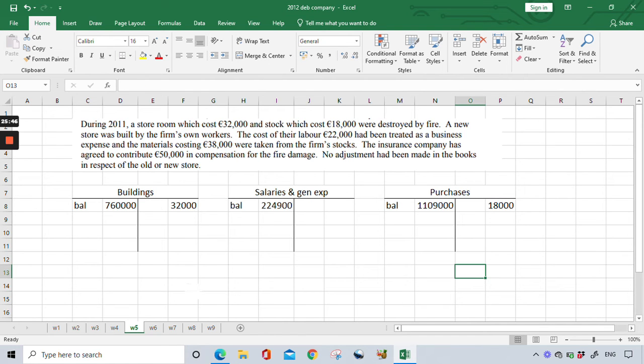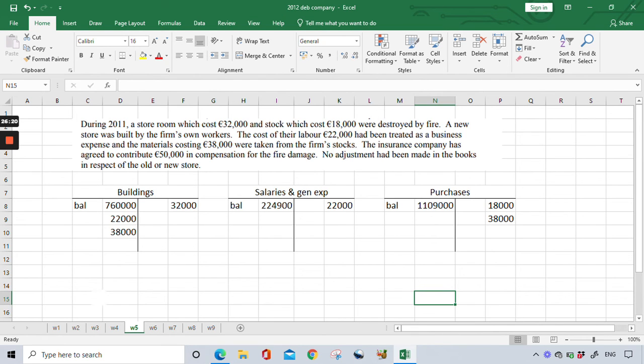Okay? Then, a new store was built by the firm's workers. The cost of their labour was 22, so we're going to add that on to buildings. The cost of their labour, so if we debit buildings, we credit salaries and general expenses. And materials costing 38,000, so again we add that on to buildings, 38,000. So we debit buildings, we credit purchases, 38,000.